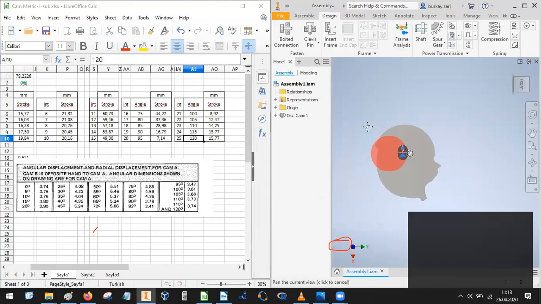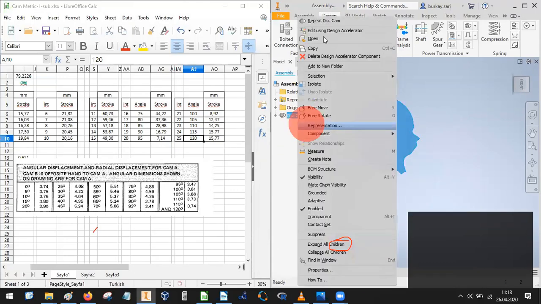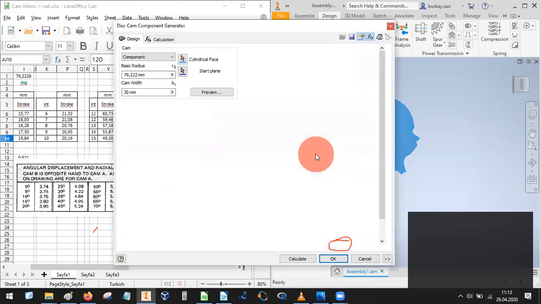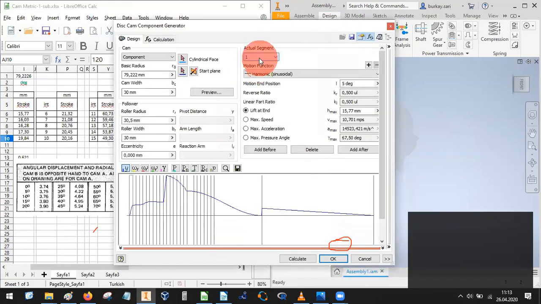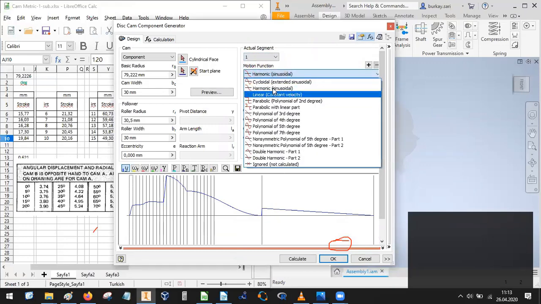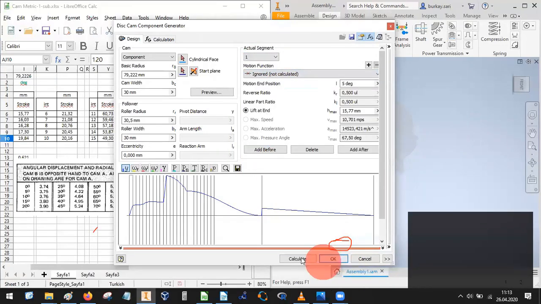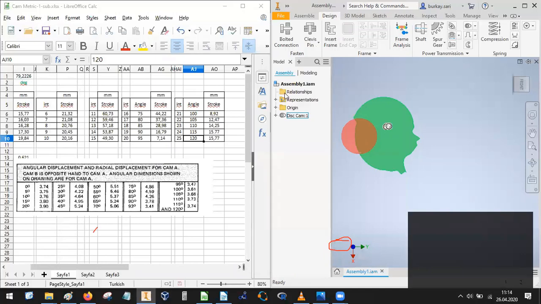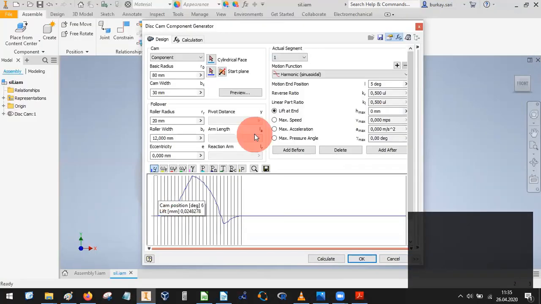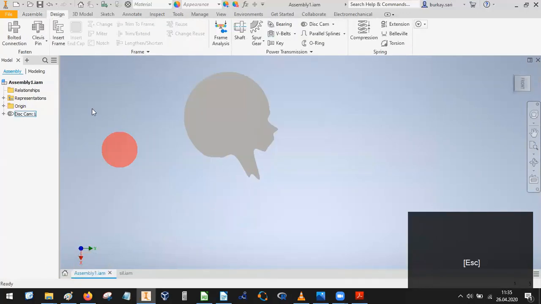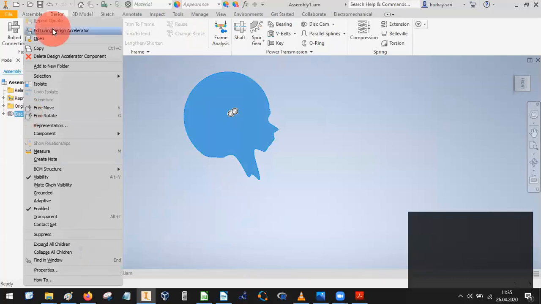We have a camshaft, something like this. Also, I ignore the first segment not to be calculated. Hit the calculate and OK button. We will just change our first design. Let's make together. To this cam, edit with design accelerator.